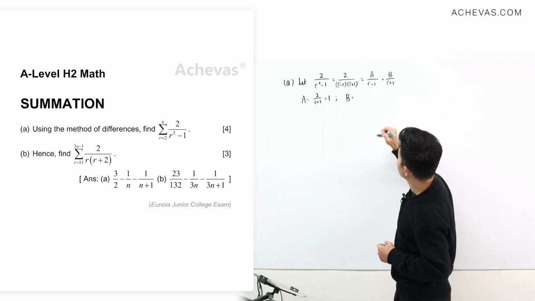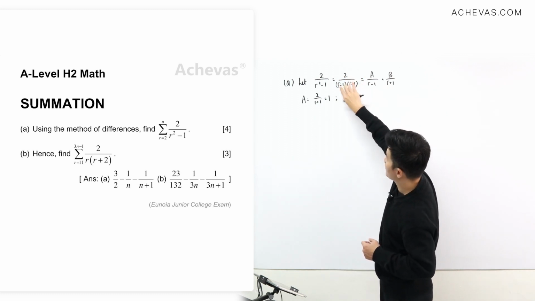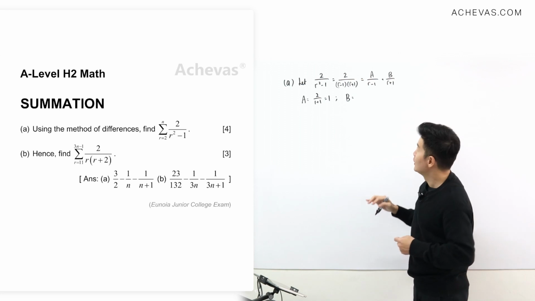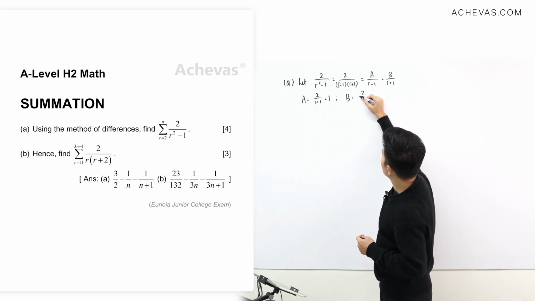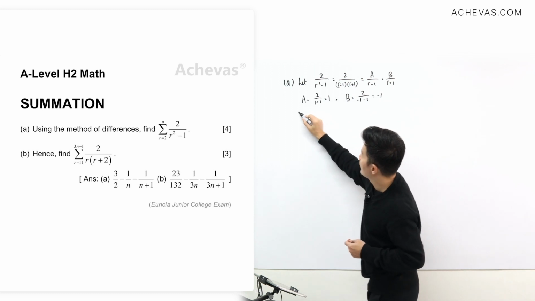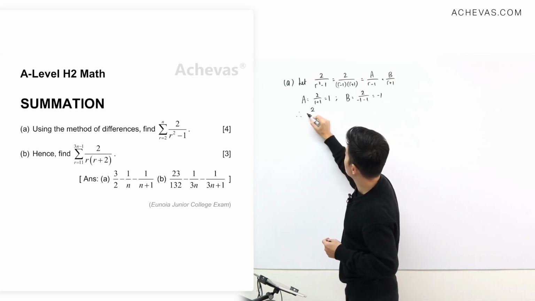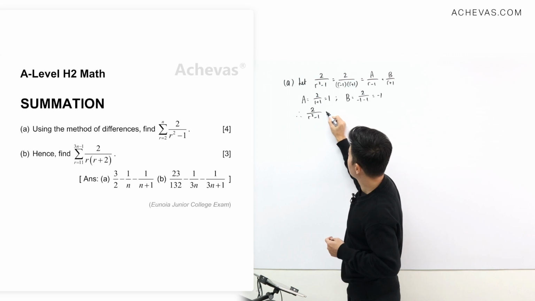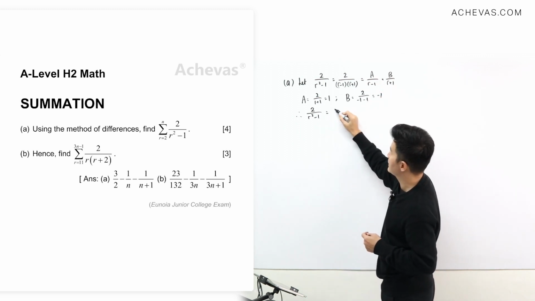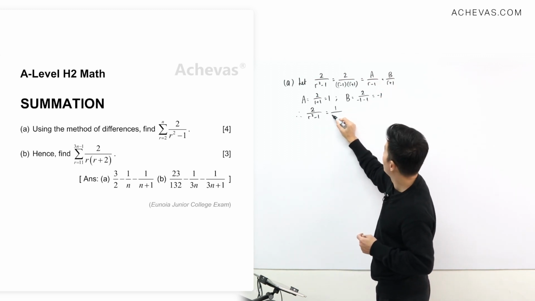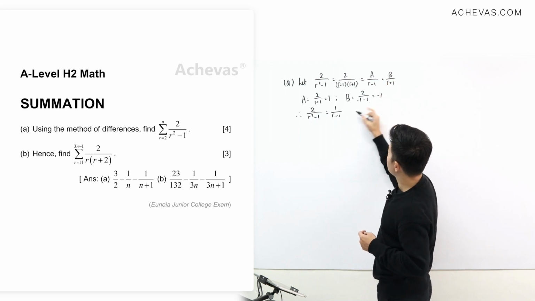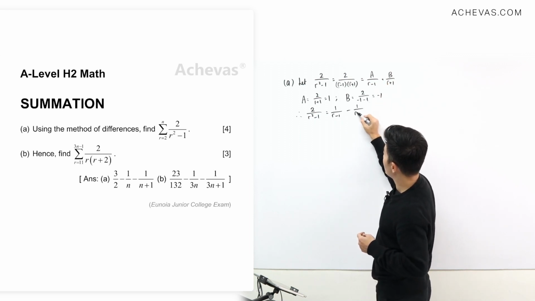To find b, we will cover up r plus 1 and replace all the r by minus 1. So it is going to be 2 over minus 1, which is minus 1. Therefore, we know that this 2 over r squared minus 1 can be re-expressed as 1 over r minus 1, then b is minus 1, so minus 1 over r plus 1.